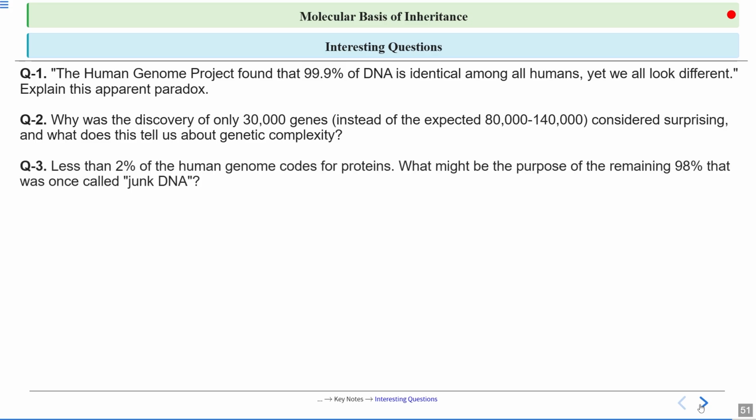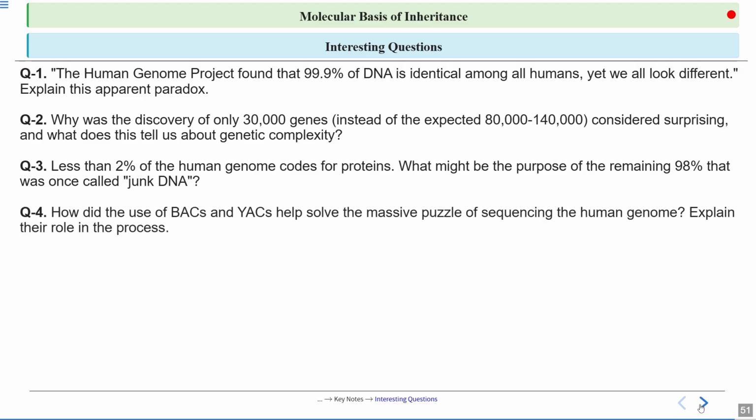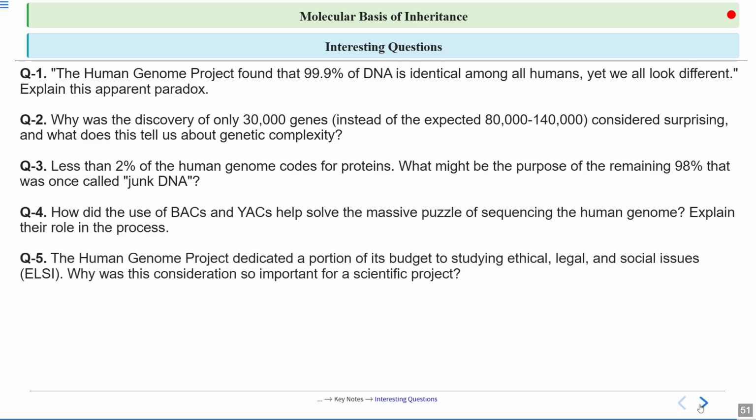Then, less than 2% of the human genome codes for protein. What might be the purpose of the remaining 98% that was once called junk DNA? Then next question, how did the use of BAC and YAC help solve the massive puzzle of sequencing the human genome? Explain their role in the process. Then question number 5, the Human Genome Project dedicated a portion of its budget to studying ethical, legal and social issues. Why was this consideration so important for a scientific project?